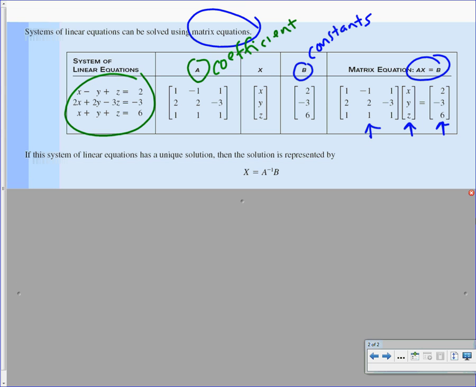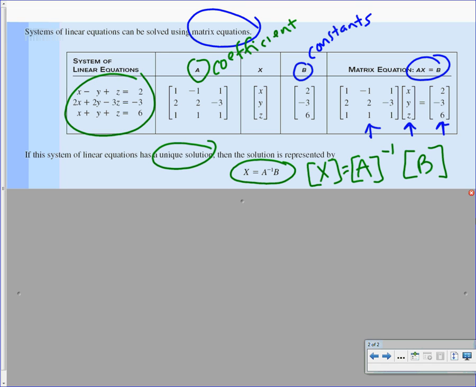Okay, so if you have a unique solution, the solution is going to be in matrix X, and it's going to be represented by A inverse B. And this will technically have a matrix somewhere around it. So matrix X equals the inverse of matrix A times the matrix of B. So here's what you're going to do. You are going to put matrix A into your calculator. I would like you to actually do this right now. Put matrix A into your calculator.